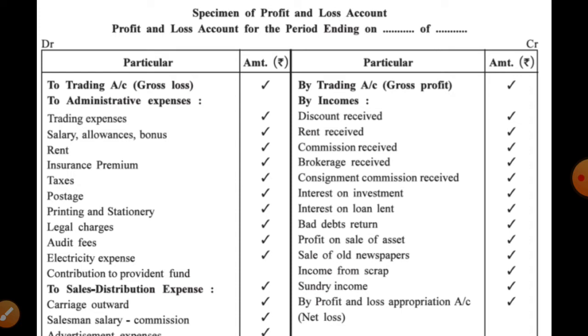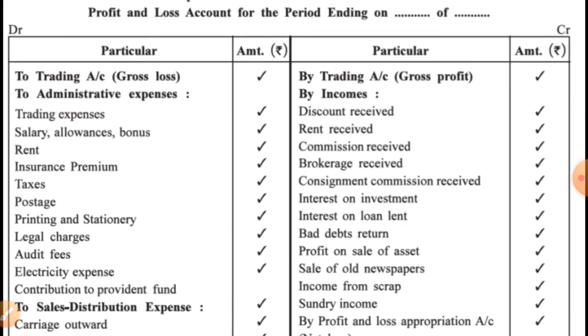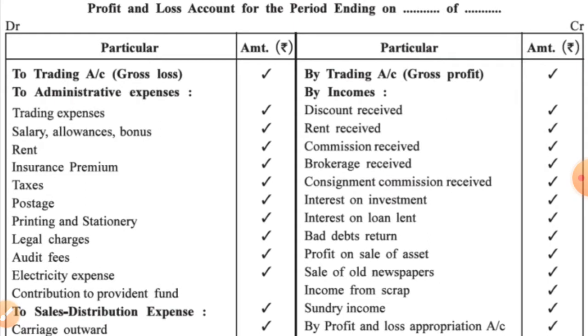Now let us understand the specimen of the profit and loss account. We already discussed in standard 11th how to write the heading, that is, profit and loss account for the year ending so and so. So we always write for the year ending in the case of the trading account, and in the case of the profit and loss account also for the year ending. Now the first entry will be of gross loss or gross profit. If it is loss, then debit side; if it is profit, then credit side.